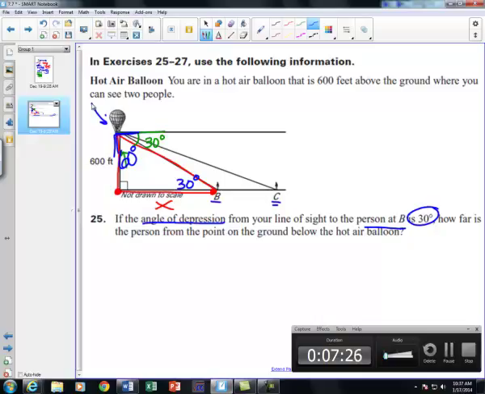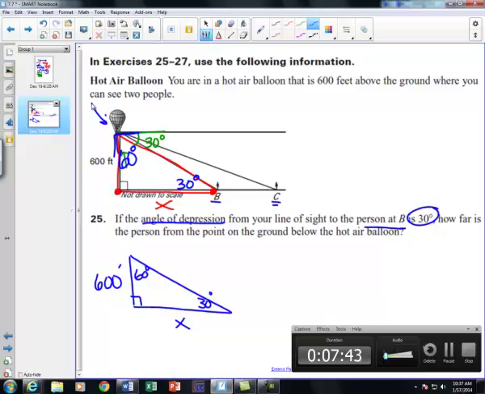Well, let me redraw it for you. That might help. This is 600. This is 60, 90, and 30. And we're looking for this. Well, I see a 30, 60, 90. I see one of my special right triangles. I'm going to go ahead and just use that.